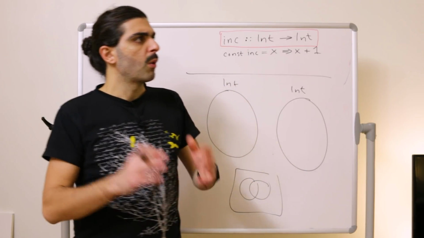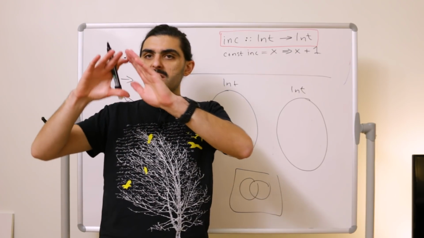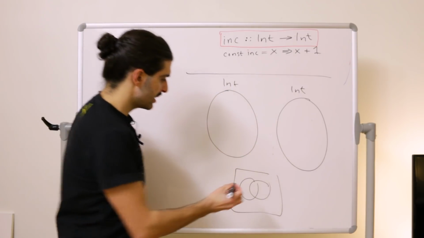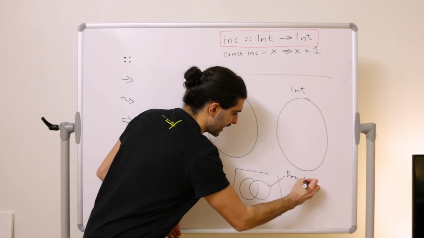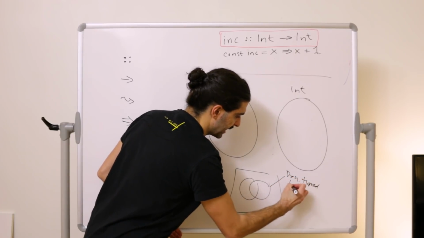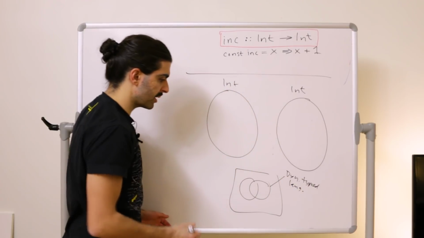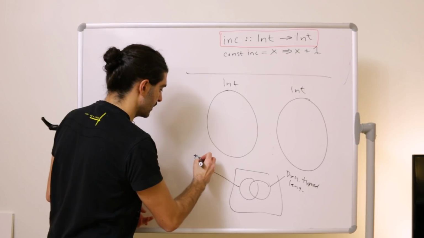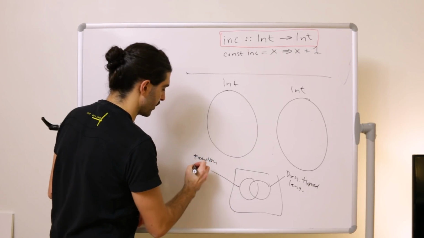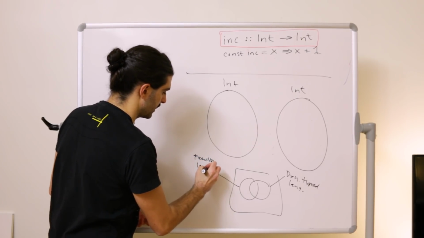You could say the set of all dynamically typed languages. Let's say this is the set of all dynamically typed programming languages, and then maybe this is the set of all functional programming languages, right?